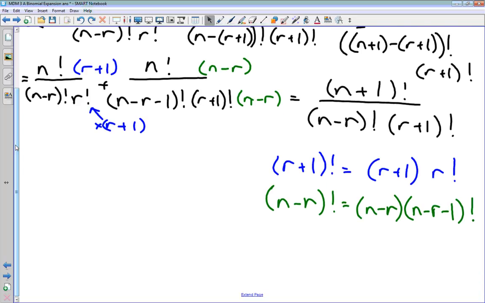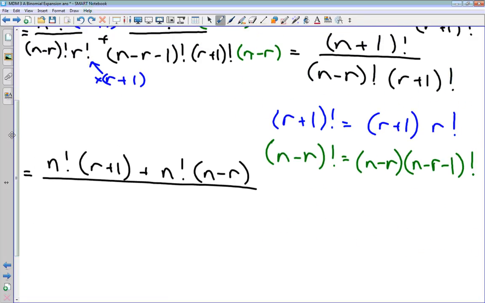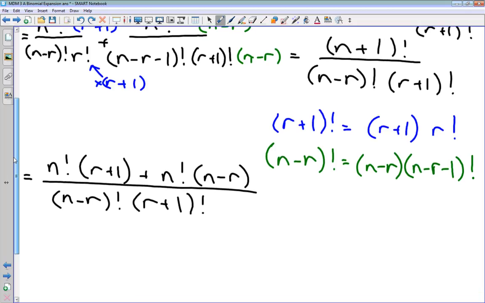Because now what I have is n factorial times r plus 1 plus n factorial times n minus r in my numerator, all divided by, I've changed this r factorial times r plus 1 into r plus 1 factorial, and I've changed this n minus r minus 1 into n minus r factorial. So I've added those two together, having gotten my common denominator.